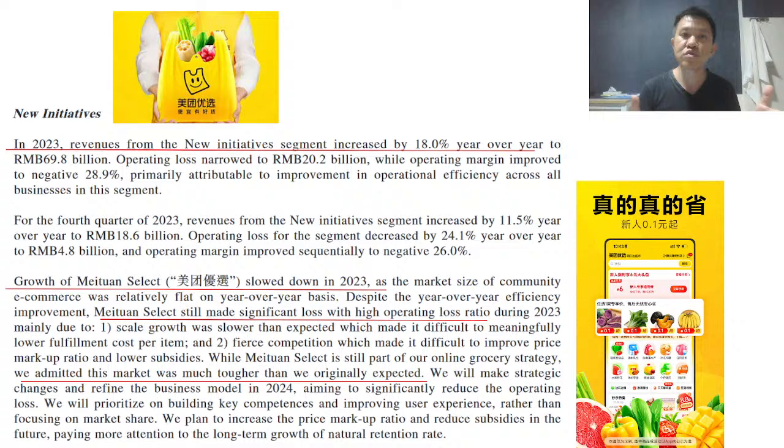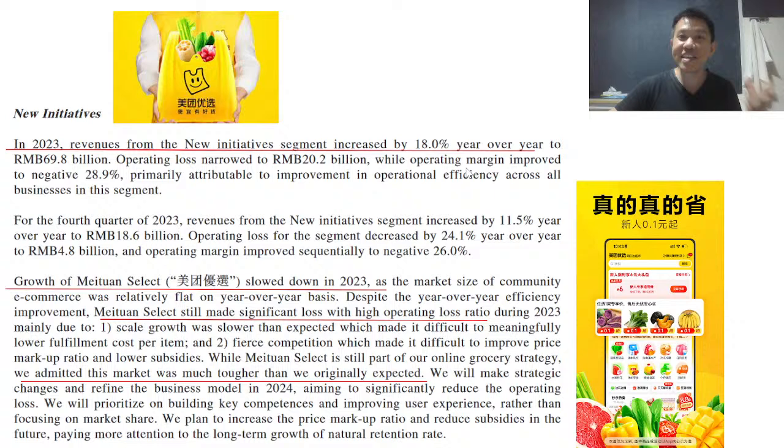But what is not successful is their new initiative. They attacked the groceries market. It's called Meituan Jingxuan, that means Meituan Special Select. So you are selecting the freshest fruits, vegetables, and meat. So it's the groceries market. This one, the growth disappoints. It only grew at 18%. The problem is that they burn a lot of money, yet only grow 18%.